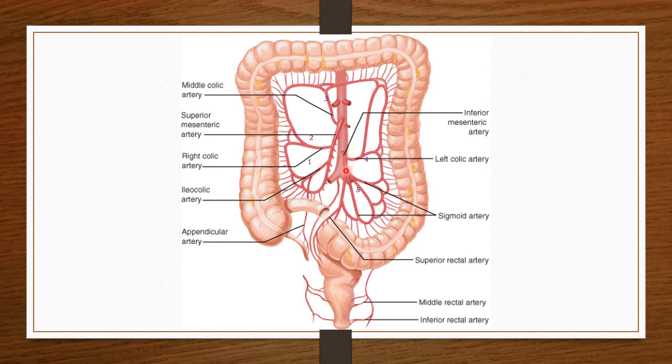The inferior mesenteric artery gives you the left colic artery, which supplies through its ascending branch from the splenic flexure down through its descending branch to the sigmoid colon. It also gives a few branches to the sigmoid colon. And the main artery continues as a superior rectal artery to supply the upper and middle rectum.